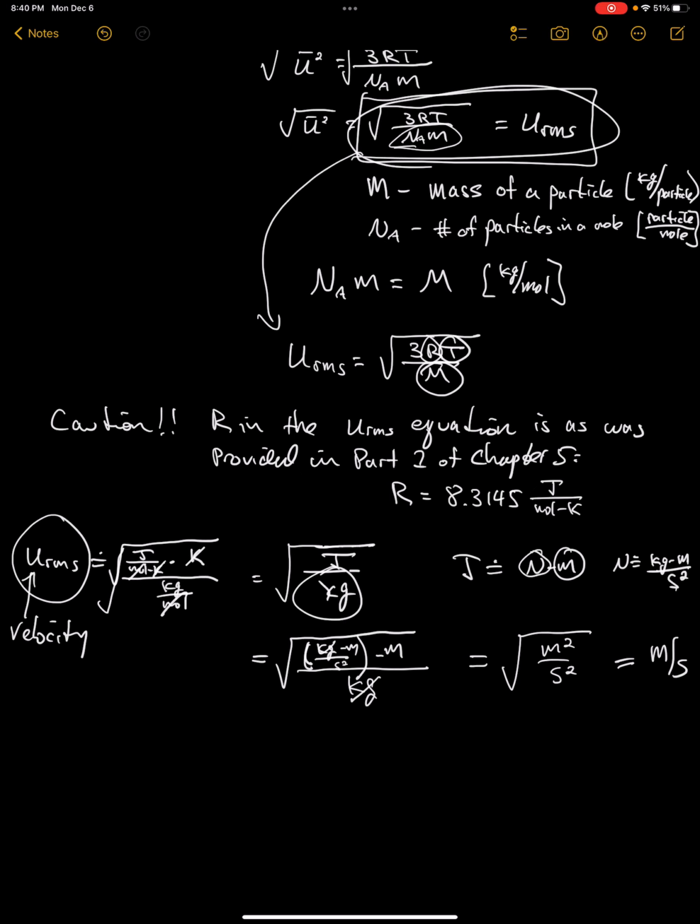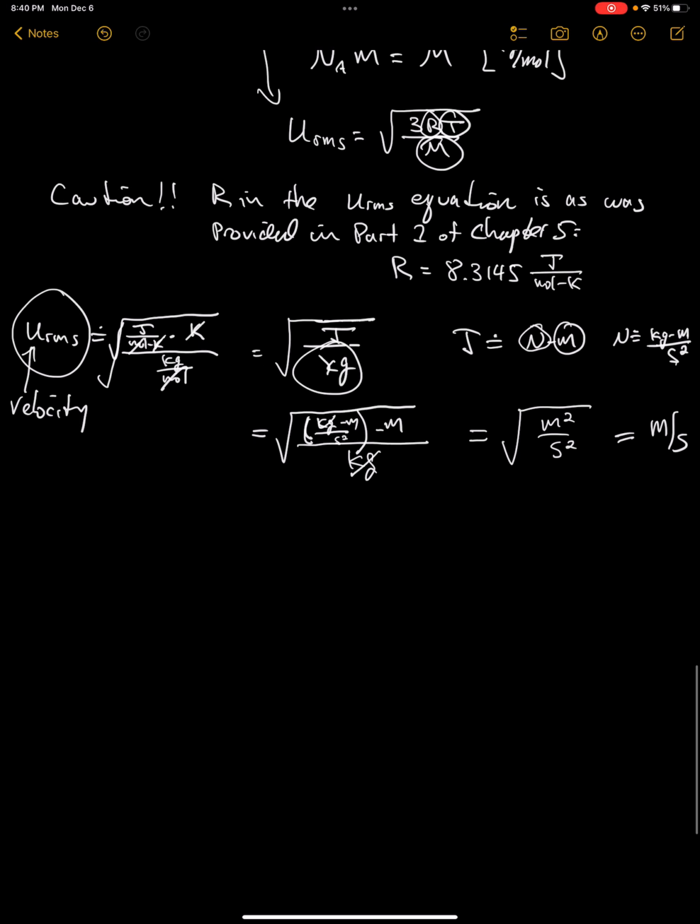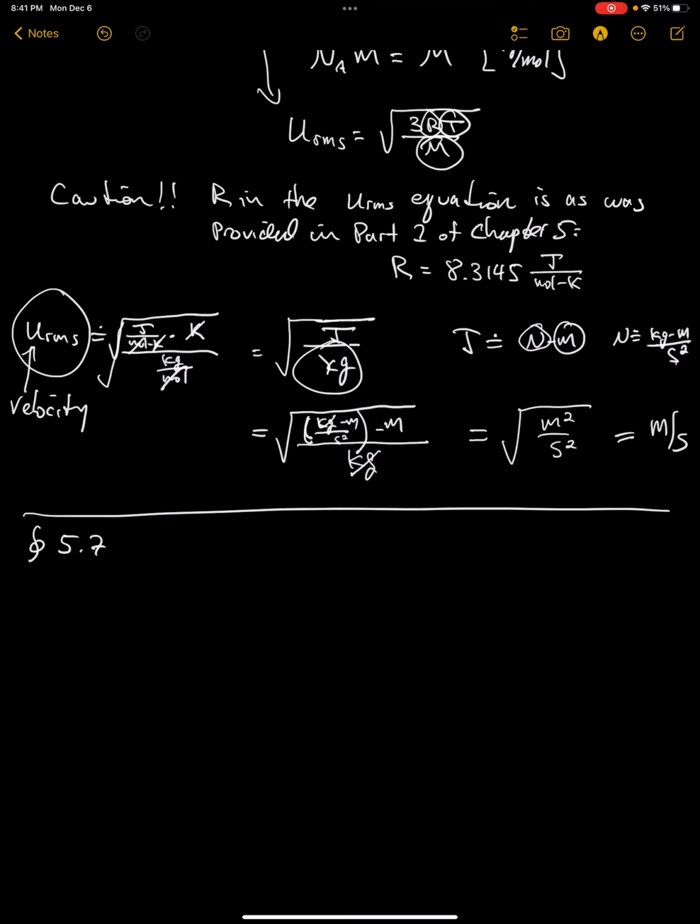Okay? So this little exercise that I just took you through, that's what we call unit analysis. And it's extremely important for being able to keep track of your calculations and make sure that what you're doing is always making good and proper sense. Okay, let's now go on to our second to last section in chapter 5, which is section 5.7. And this is what we call effusion and diffusion.